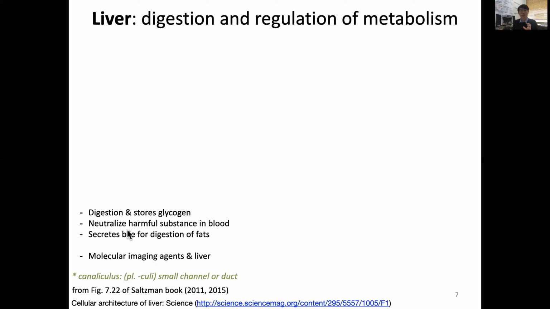Another very important function is detoxification, which is neutralizing harmful substances in the blood. And the liver also secretes bile acid for digestion of fat. And related to biomedical engineering, I can tell you there exists a field called molecular imaging. Imaging is very important for watching what's happening in physiology, disease processes, or treatment.